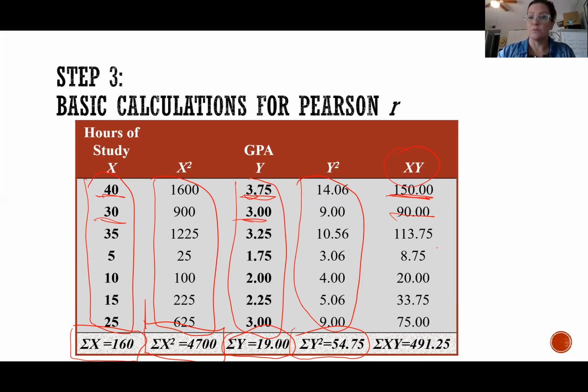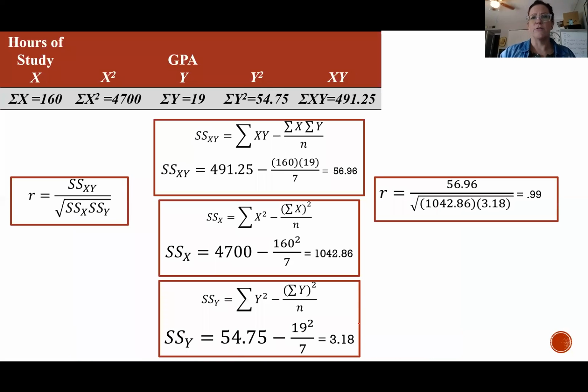Once you get each of those products, then you can add those up and you have your sum of X, Y, which is 491.25. So those are just the basic calculations to set yourself up for calculating Pearson R. So those are what you're going to need to plug in. If you'll notice, I put those calculations up here. So here's the basic calculations that we just went through, so that we can start working through what we need to get our Pearson R.